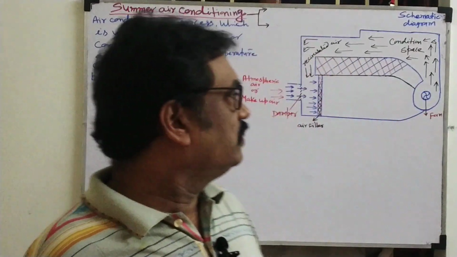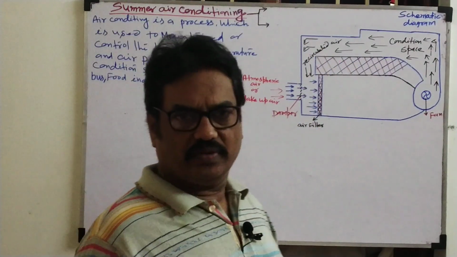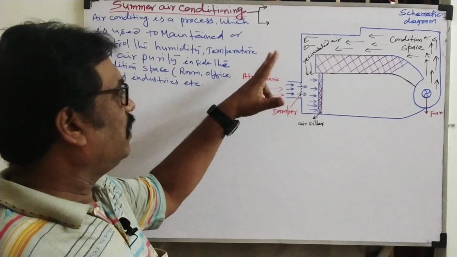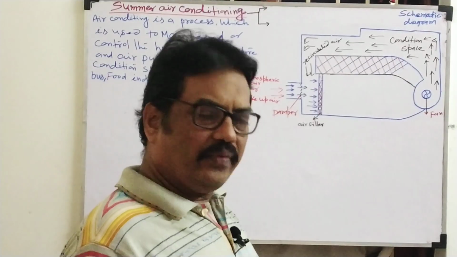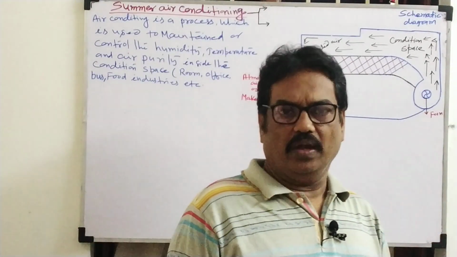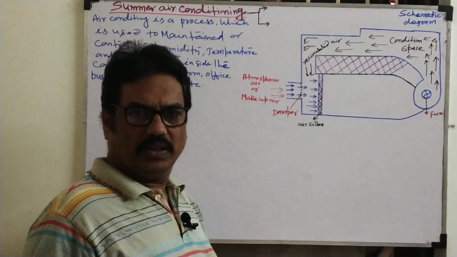Today we are going to discuss summer air conditioning. In summer air conditioning we have two types: hot and wet weather, and hot and dry weather. What is the meaning of this? Hot and wet weather will be in the south region. Hot and dry weather will be in the north region. What is the difference between these two?